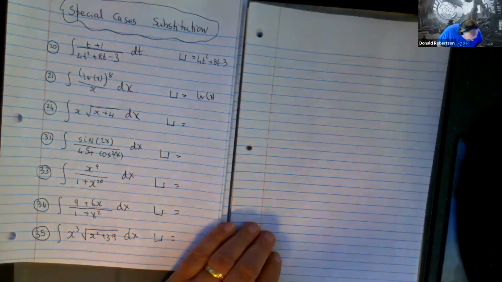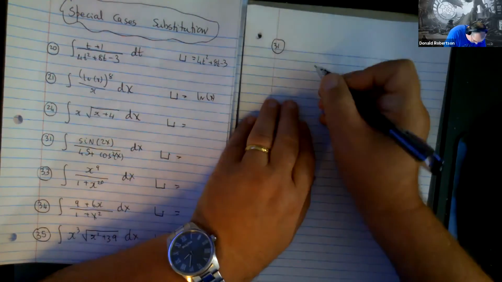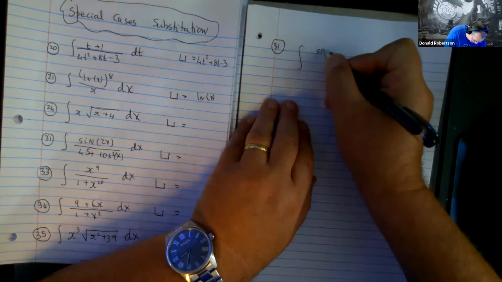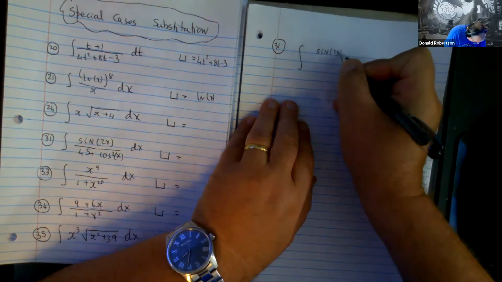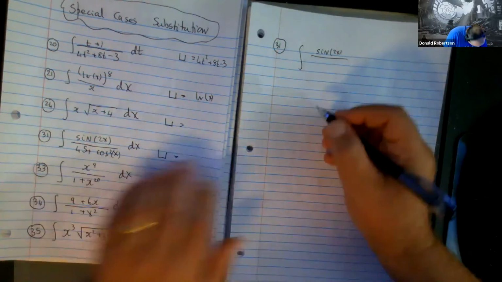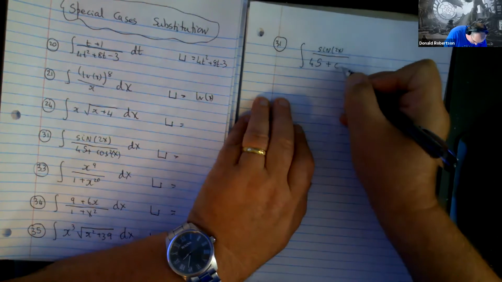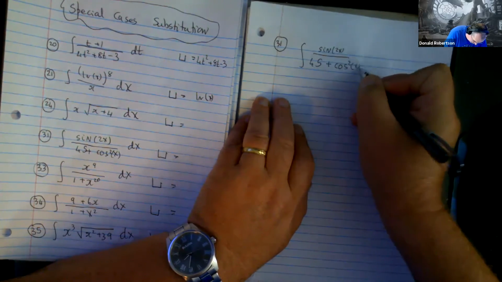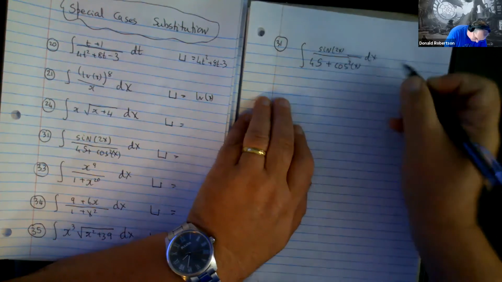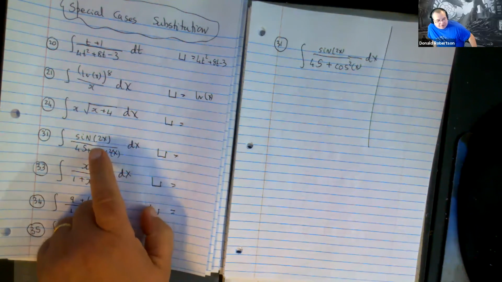Let's look at this one, a trig one. And I picked, God, what's that? 45. Can't read my own writing. 45 plus cos squared x dx. What do you think the u sub is going to be in question 31?